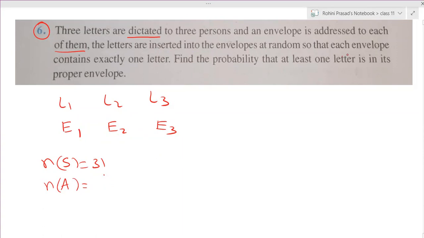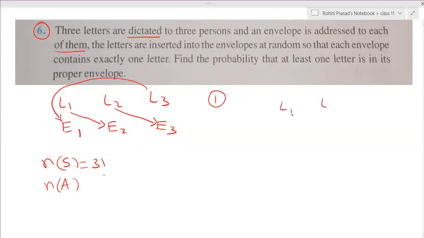Find the probability that at least one letter is in its proper envelope. So suppose none of the letters are in proper envelopes. If you calculate that, then it is easy. So the number of cases in which letters are not there in the respective envelopes. Suppose L1 goes to E3 and L2 goes to E1, and L3 goes to E2. So this is one way, one unwanted case.